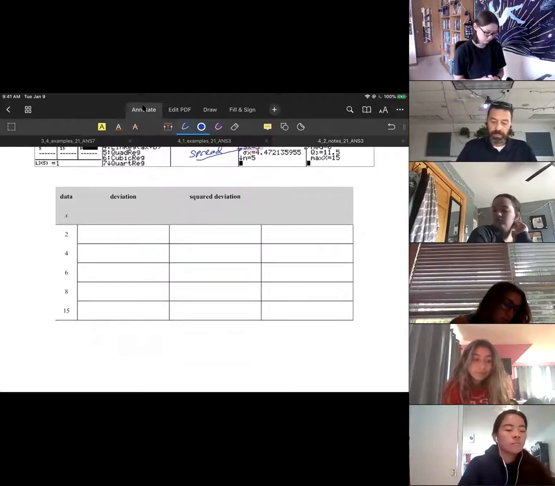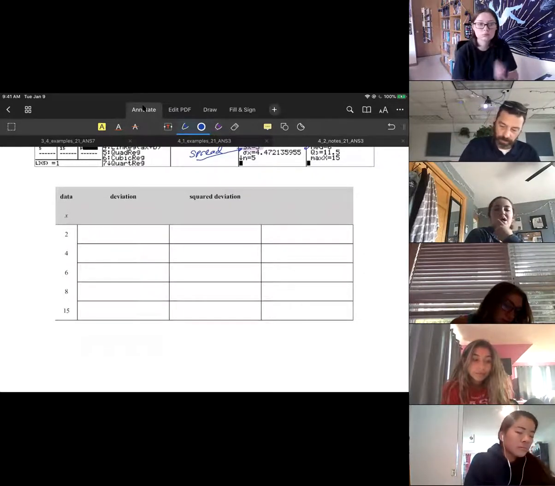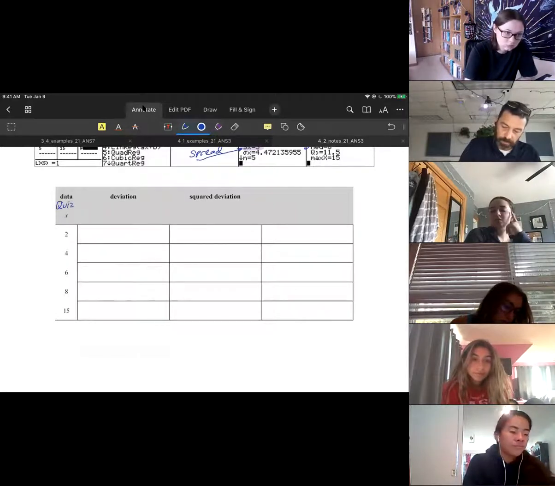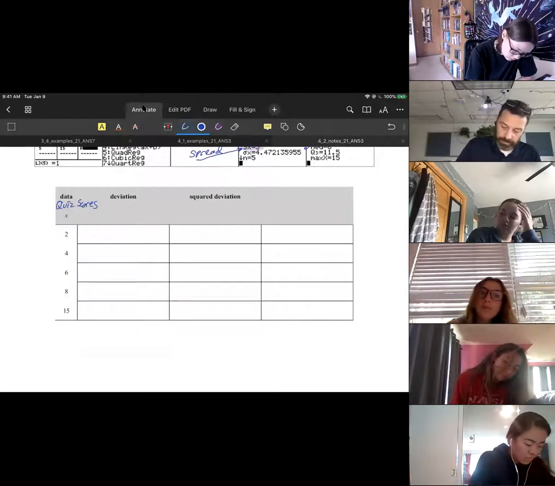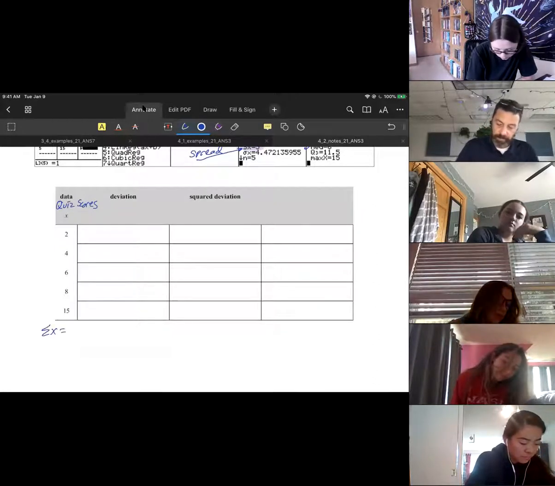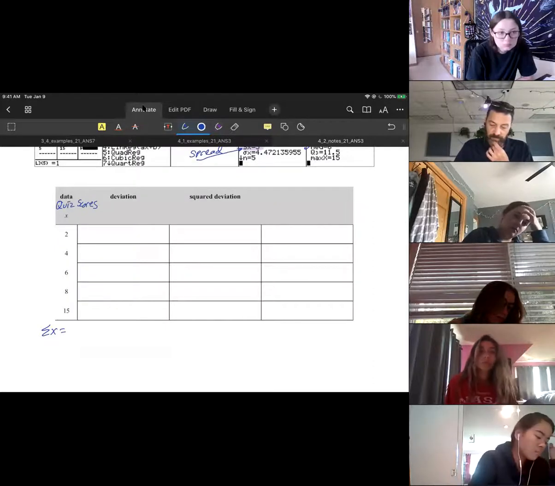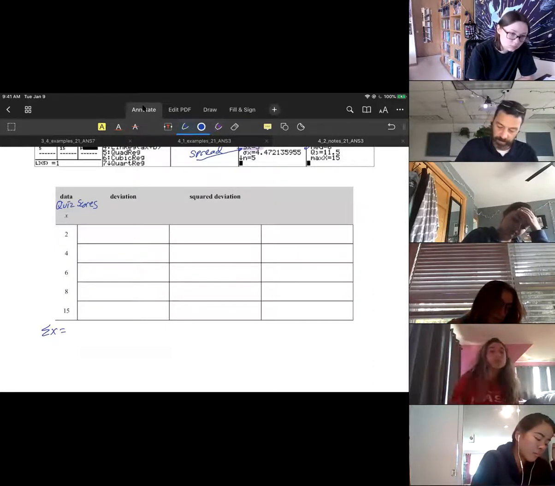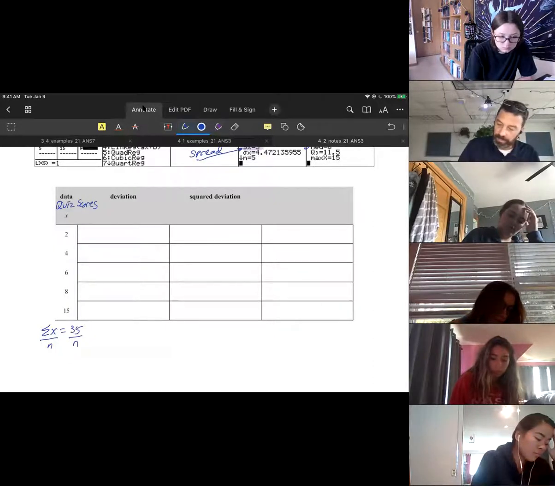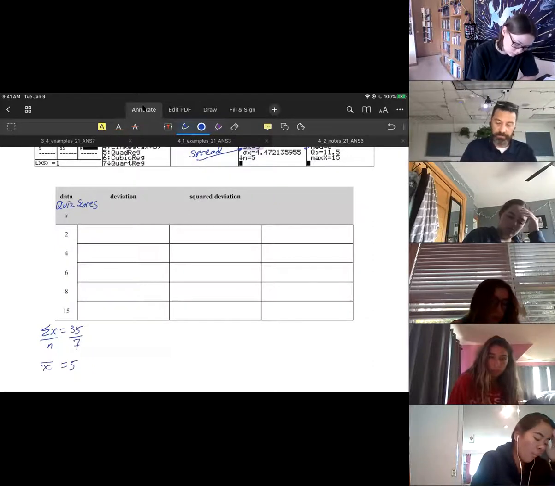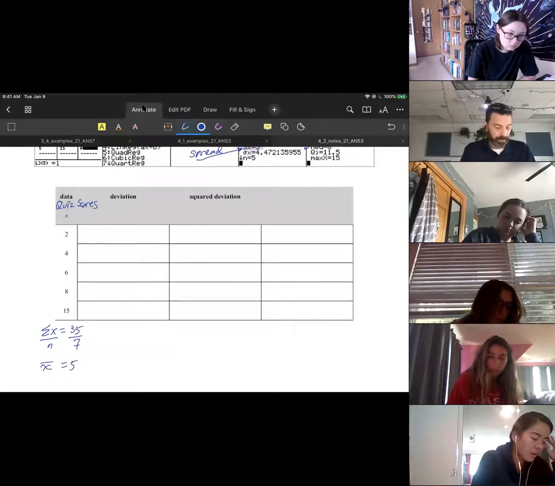So in this table, here are the same set of data. These are the quiz scores. So I'm going to write quiz scores. And the first thing we did was we added them up. And I think we got 15, 25, 35. We got 35. And then when I divided it by n, we got 35 divided by 7 is 5, and we called that X bar. That was the sample mean. So we already did that.